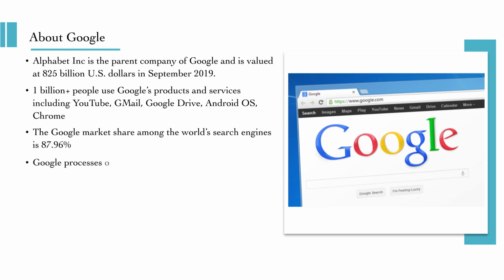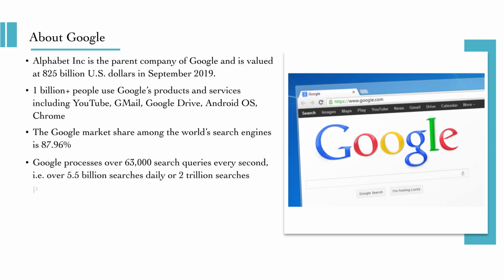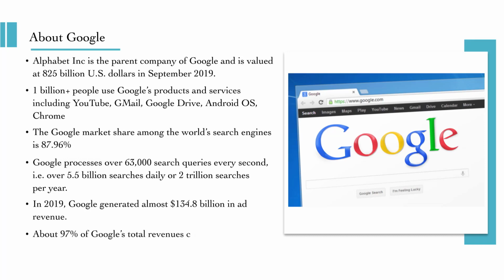Google processes over 63,000 search queries every second, that is over 5.5 billion searches per day, which amounts to 2 trillion searches per year. In 2019, Google generated almost $134.8 billion in ad revenue. About 97% of Google's total revenues come from advertising.